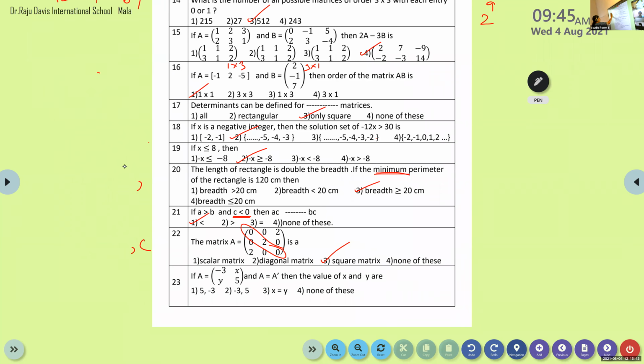Okay. Now, look at the next one, 23rd one. A is equal to A transpose. So, the matrix minus 3, x, y, 5 equals A transpose. If you take the transpose, minus 3, y, x, 5. So, what will you get? Two matrices are equal means values are equal. Therefore, we get x is equal to y. That is a possibility.